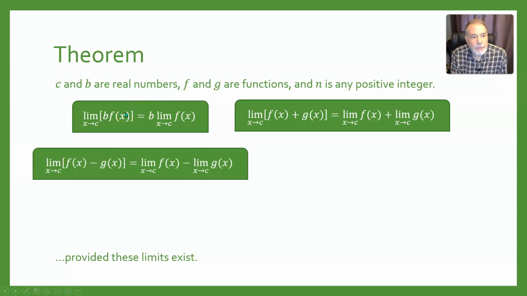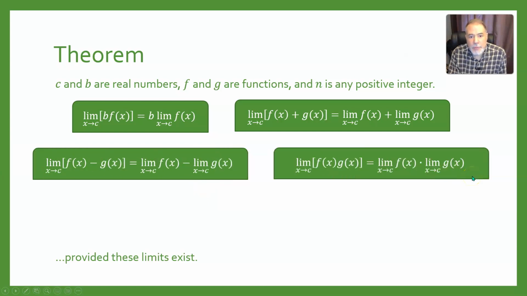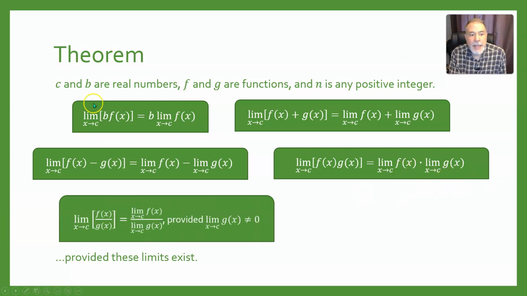And same thing with subtraction. The limit of something minus something else is equal to the limit of the first thing minus the limit of the second thing, provided that both of those limits exist. Same thing with multiplication. The limit of f times g is the limit of f times the limit of g. And with division, the limit of f divided by g is equal to the limit of f divided by the limit of g, provided those limits exist and provided the limit of the denominator is not 0.